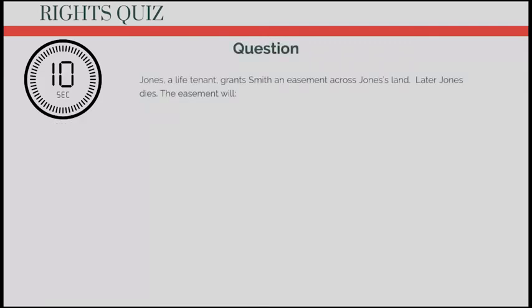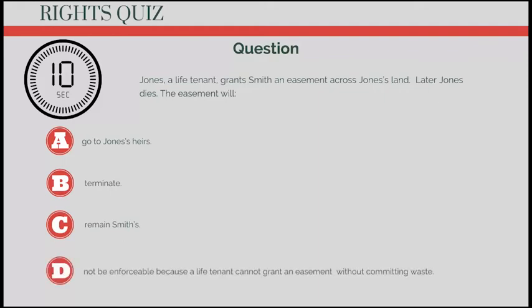Jones, a life tenant, grants Smith an easement across Jones's land. Later, Jones dies. The easement will A. Go to Jones's heirs, B. Terminate, C. Remain Smith's, or D. Not be enforceable because a life tenant cannot grant an easement without committing waste. The answer is B. Terminate.